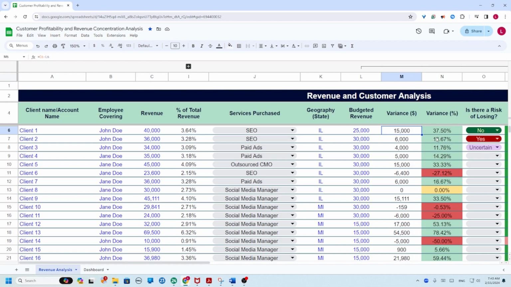Was it an increase in price? Was it in more services we delivered? Did they buy new services, and so forth, right? But the more concerning ones are negative variances, right? Why did we make less revenue than what we're expecting? So look at client number 6, for example. We were expecting to generate 30,000 from this client, but only came in a little over 23,000, right? We're short over 6,000, therefore a negative 27% variance, right?